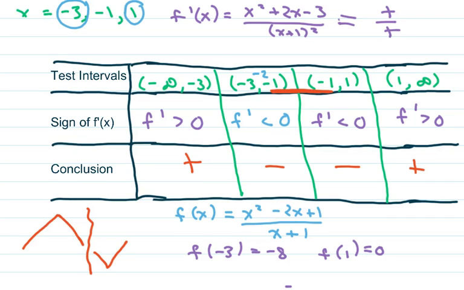So for the first one, our point is negative 3, negative 8. Since we're first increasing, then decreasing, this is going to be a relative maximum. And then on this one, our 1, 0, this was decreasing and then increasing. So this is going to be a relative minimum.